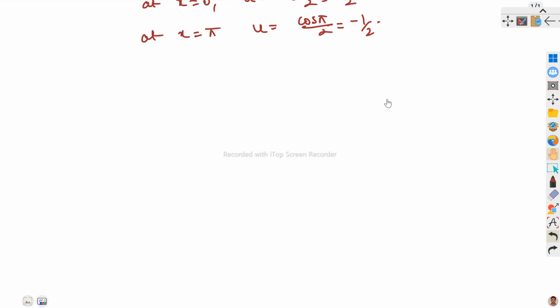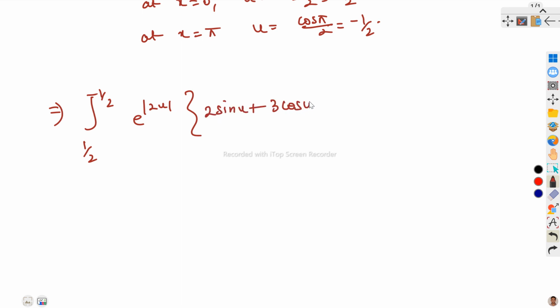Again, we can write this integral from minus 1 upon 2 to 1 upon 2 of e raised to power mod 2u, times 2 sin u plus 3 cos u, times minus 2 du.